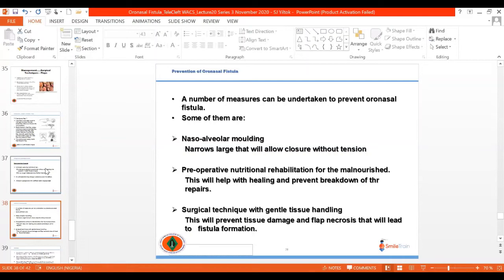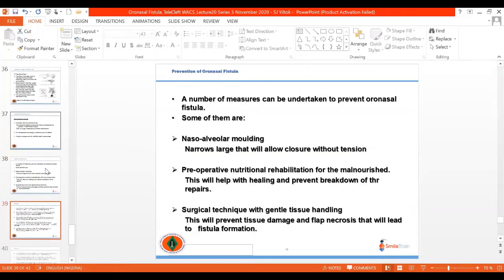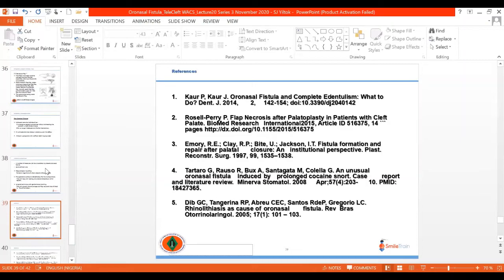Then preoperative nutritional rehabilitation of malnourished children will go a long way in helping to prevent oronasal fistula. Then the fourth is applying excellent surgical techniques with gentle tissue handling. This will prevent tissue damage, flap necrosis that can eventually lead to fistula formation. These are my references for that.